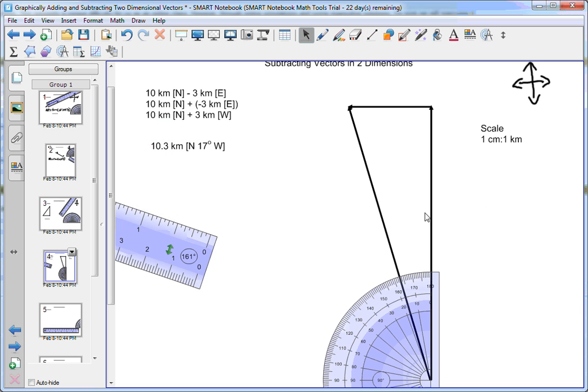There you have it, subtraction. It's really just addition. You just have to do a little bit of thinking ahead of time to know that you're adding the opposite direction. And that's subtraction.